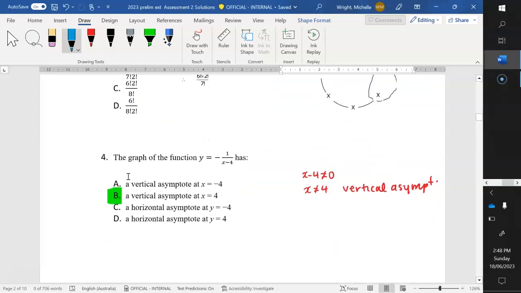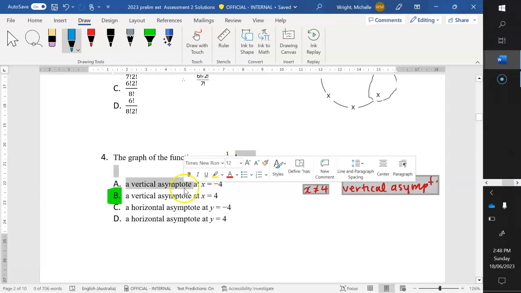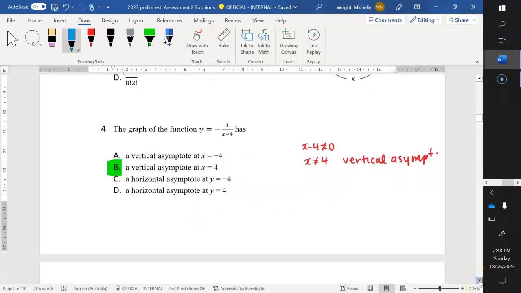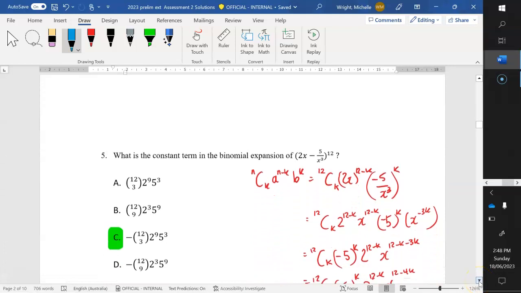Okay, the graph of the function. The first thing I would have looked at is the bottom line. We know that x minus 4 can't equal 0, so x cannot equal 4, so straight up that would be my vertical asymptote. So that was a fairly simple one. And our last solution is going to be C.